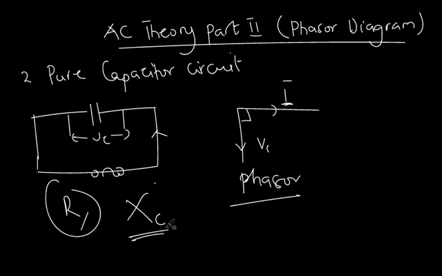So if you want to find the overall resistance offered by this capacitor, which is the capacitive reactance, it is given by 1 over 2 pi FC. So the capacitive reactance is 1 over 2 pi FC, where C is the capacitance of the capacitor.